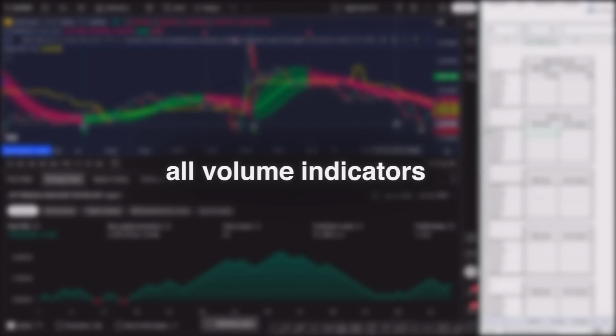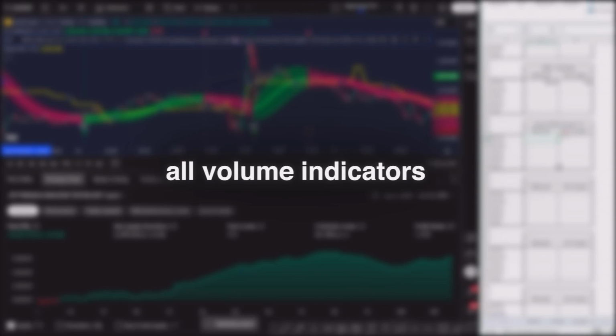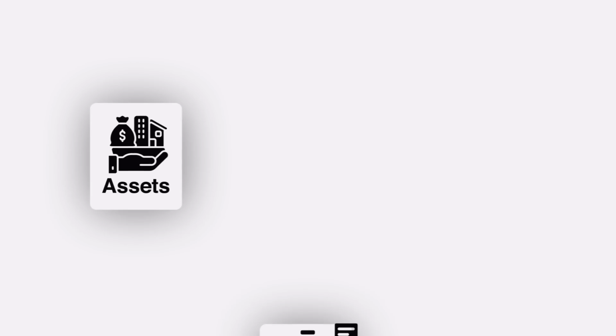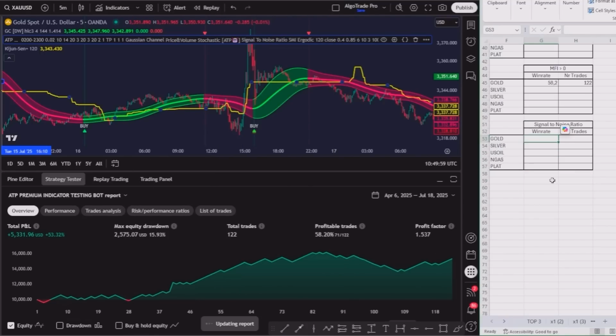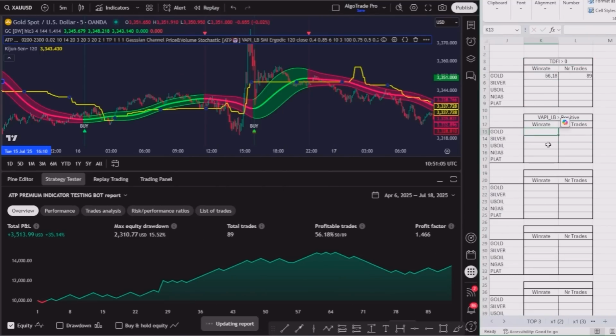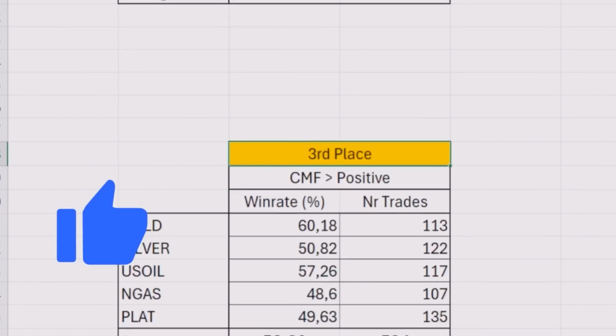Now, as I did before, I'm going to test all volume indicators, keeping the same assets, time frame and setup. Let me run the backtests and I will be right back with the new results. Okay, the tests are done.